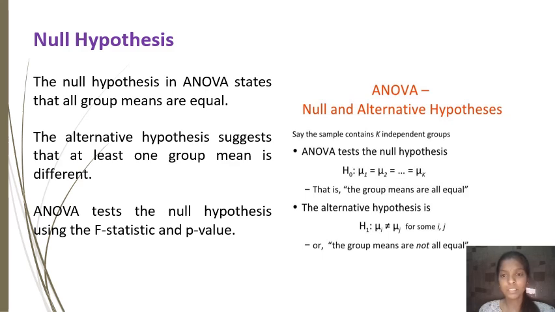Here are the ANOVA null and alternative hypotheses. ANOVA tests the null hypothesis, that is, mu naught: mu1 equals mu2 equals so on up to mu k. That is, the group means are all equal. Next is the alternative hypothesis: H1 is mu i is not equal to mu j for some i not equal to j. This is about the null hypothesis.